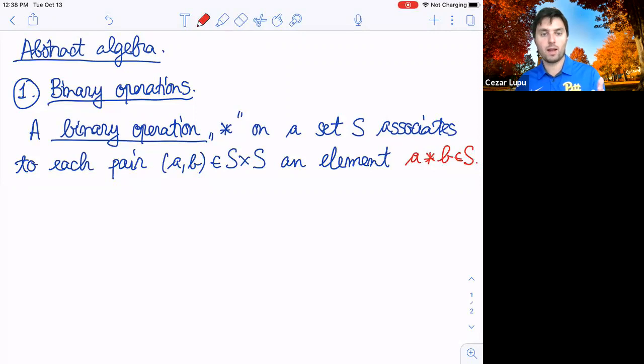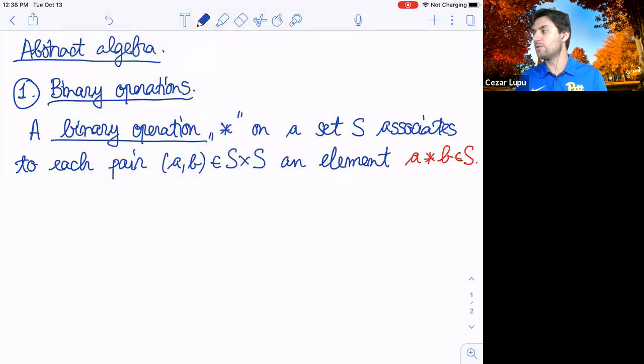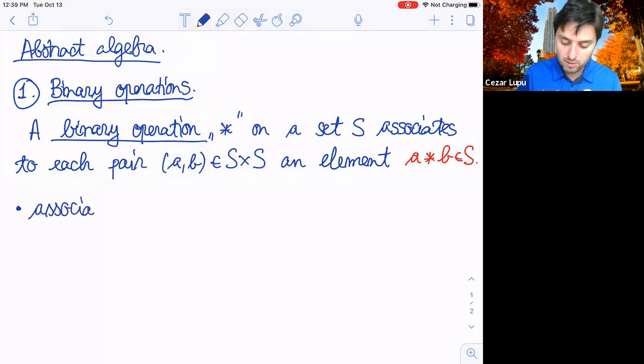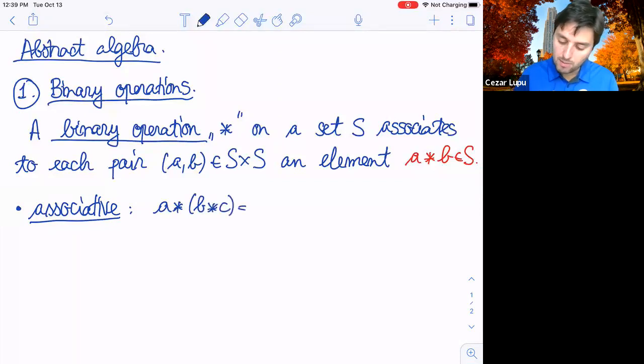You can add two elements, right? You can multiply two elements and so on. Anyway, we'll see some examples. And now we're interested in what kind of properties this binary operation will satisfy. The first one we have in mind is associativity. A binary operation is associative if (A star B) star C is the same as A star (B star C).